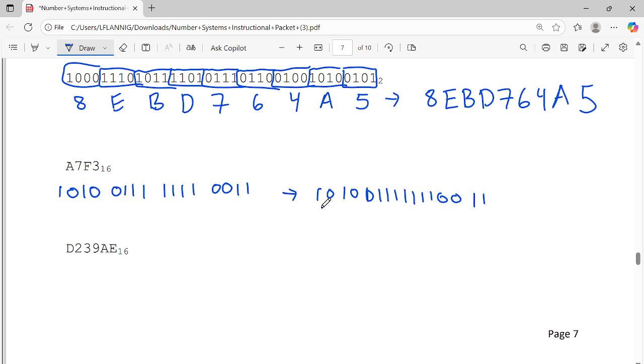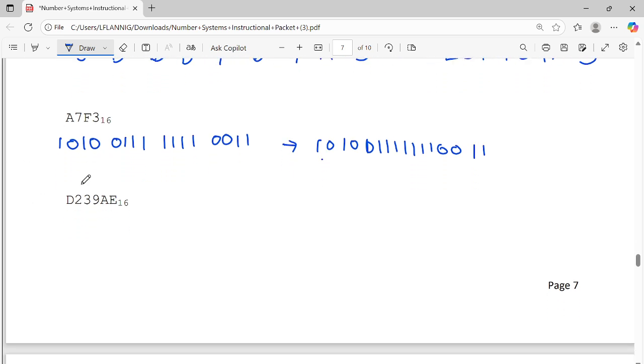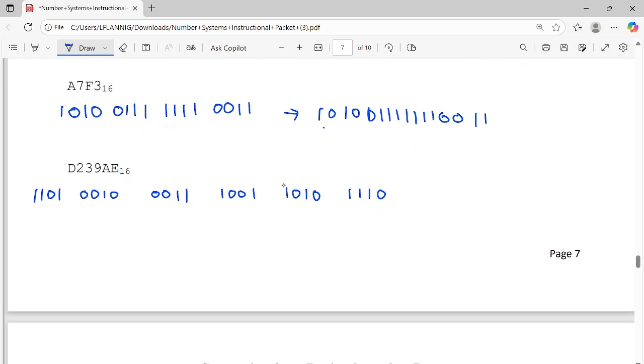All right. And the last one of the section. So D is 1, 1, 0, 1. And then 2 is 0, 0, 1, 0. 3 is 0, 0, 1, 1. 9 is 1, 0, 0, 1. A is 1, 0, 1, 0. And E is 1, 1, 1, 0. And that's your number. That's how you convert.